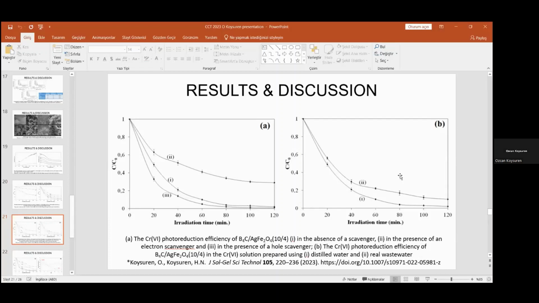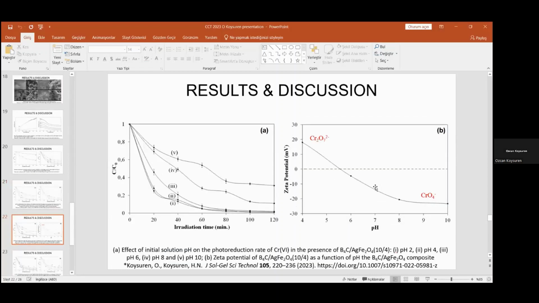When we look at the right, you will see the photoreduction experiment in the presence of simulated water environment, and the other one belongs to the real wastewater experiment conditions. In the real water environment, there is a decrease in the photoreduction rate. This might be due to some ingredients and pollutants present in the real wastewater.